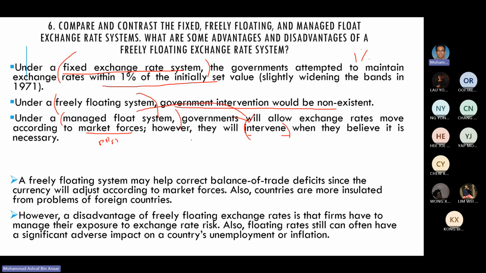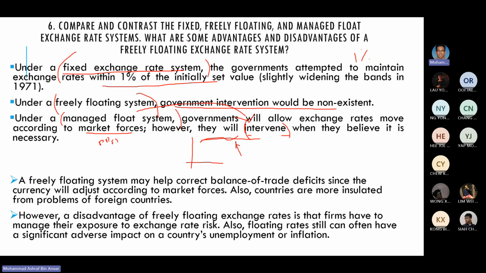Like for the selling price, for example of the exchange rate, or for the interest rate, so they will have a base. So this is the government or Bank Negara intervention. Here they will have, for example, the ceiling, up to which percentage, up to which amount, which figure. So that is called a managed float system.